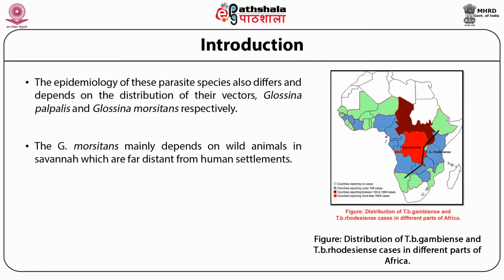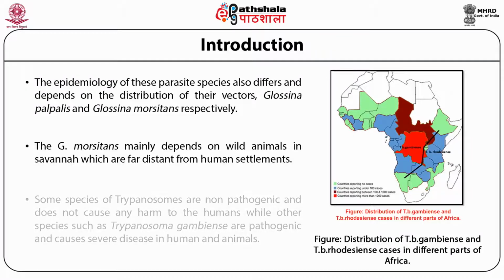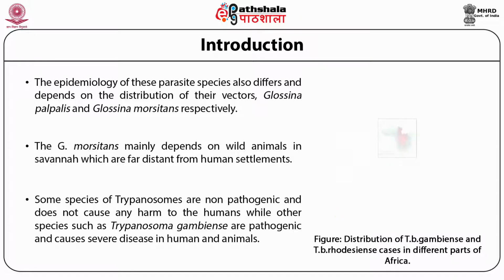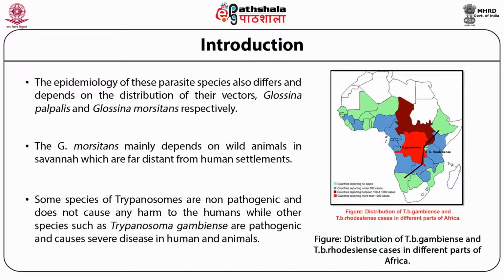The disease is transmitted to humans by the tsetse fly, which got its infection from humans or from wild animals harboring the parasites. Some species of trypanosomes are non-pathogenic and do not cause any harm to humans, while other species such as Trypanosoma gambiense are pathogenic and cause several diseases in humans and animals. In this module, we will discuss the morphology, life cycle and pathogenesis of Trypanosoma gambiense. We will also take a glance at the diagnosis and treatment of the disease.